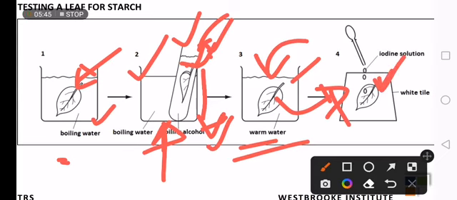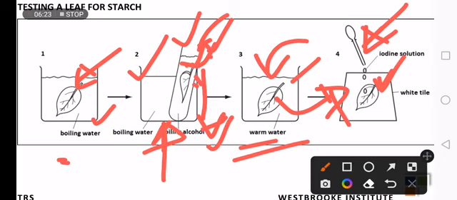What is the purpose of a dropper? This is the dropper. It is called a dropper because it releases the solution in the form of drops. So when we put iodine solution on the leaf, if the leaf has starch, it will turn from brown, the colour after removing chlorophyll, to blue black. But when starch is absent, the leaf will remain brown.